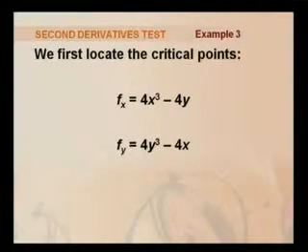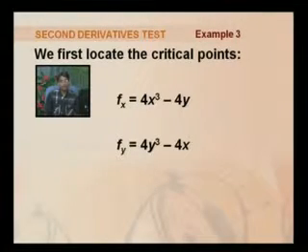So first we will find the value of the function's partial derivative with respect to x, which is equal to 4x cube minus 4y, and the partial derivative with respect to y is equal to 4y cube minus 4x, to find the critical points.